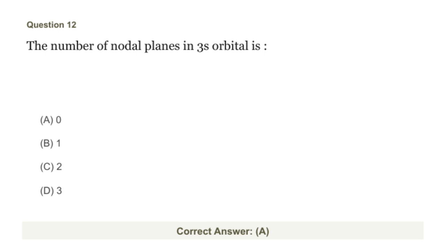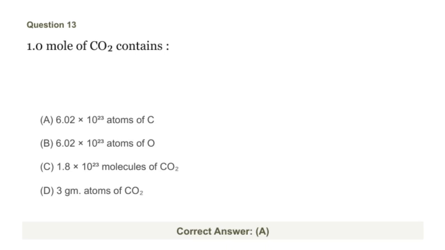So the correct answer here is option A, 6.02 times 10 to the power of 23 atoms of carbon. This number, 6.02 times 10²³, is what we call Avogadro's number, and it's fundamental in chemistry because it tells us how many particles, atoms, molecules, or ions are in 1 mole of a substance. In this case, 1 mole of carbon contains exactly 6.02 times 10²³ atoms of carbon.